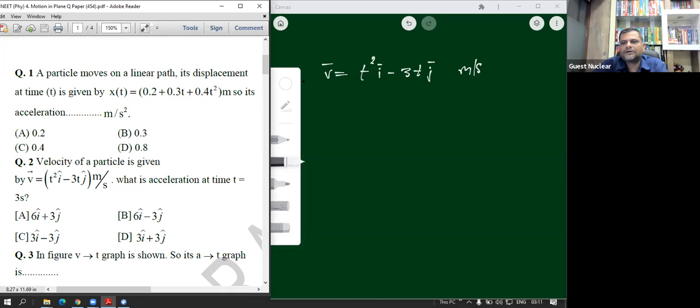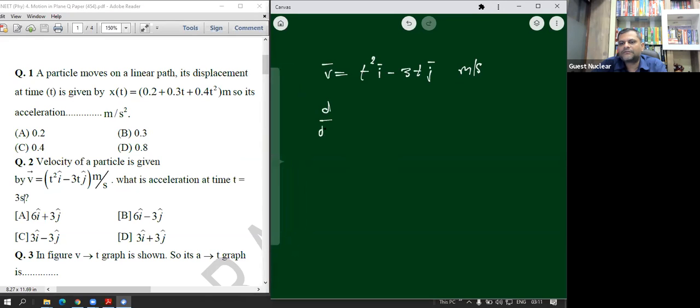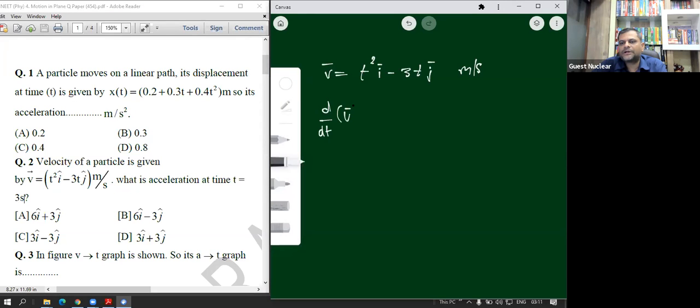How can we get it? So see, to find the acceleration, what do we have to do? We have to find the derivative. We have to differentiate the velocity once, so that we get d by dt of t square into i bar minus d by dt of 3t into j bar.